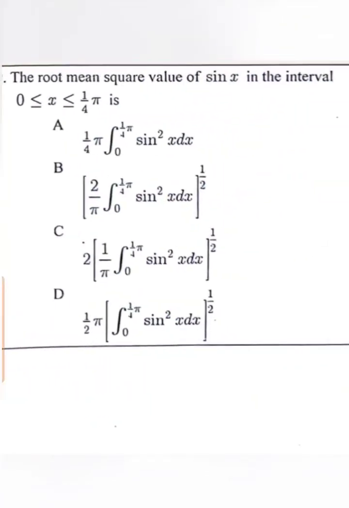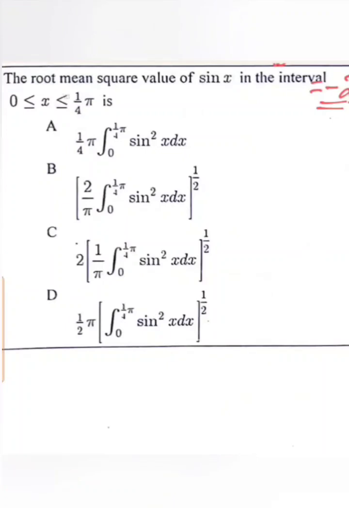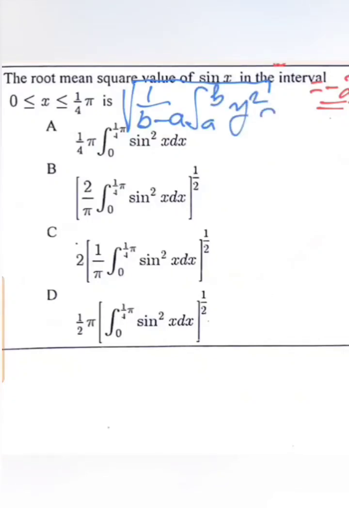In question 9, we have that the root mean square value of sine x in the interval 0 less than or equal to x less than or equal to 1/4 pi is, and we have these options. So we need to know the formula for the root mean square value of a function f of x in the interval a to b, which is given as the square root of 1 all over b minus a, integral from a to b of y squared dx.